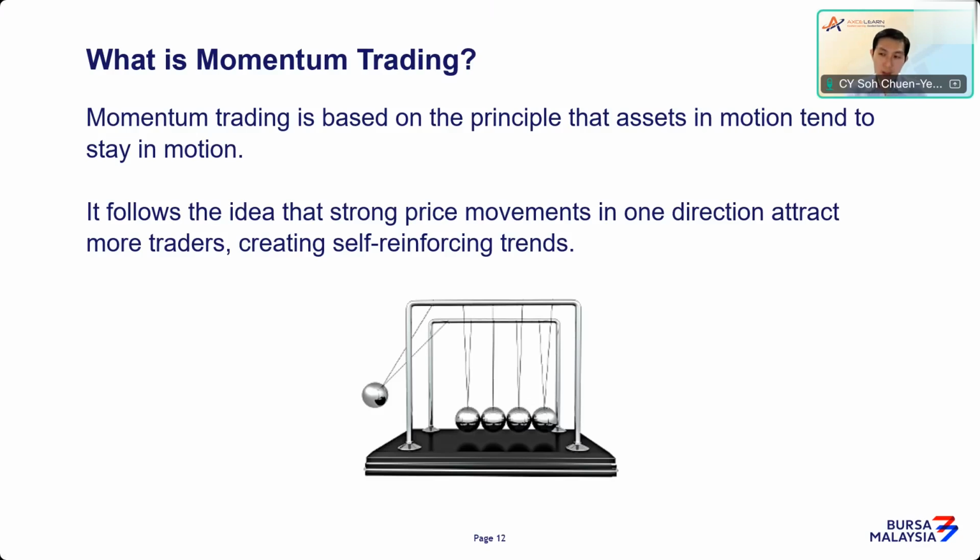Another example is a snowball rolling down the hill. Of course, you might have seen this in a lot of cartoons and even geography documentaries, right? When a small snowball rolls down a hill, as it gains speed, it picks up more snow, growing larger and moving faster. So all of these are several examples to illustrate what we mean by momentum.